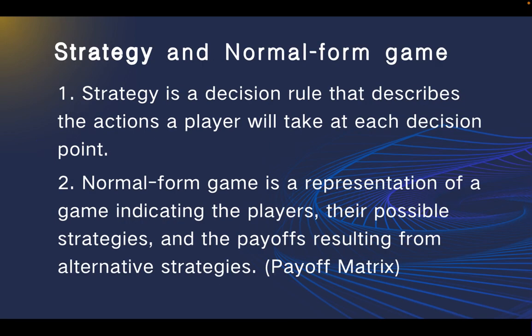And I will introduce the definitions of strategy and normal form game. Strategy is a decision rule that describes the actions a player will take at each decision point. Like what kind of plan you will take in this game. And number two, a normal form game is a representation of a game indicating the players, their possible strategies, and the payoffs resulting from alternative strategies.